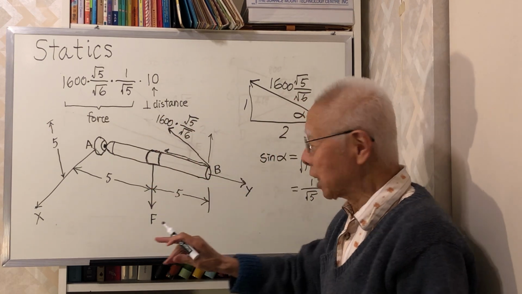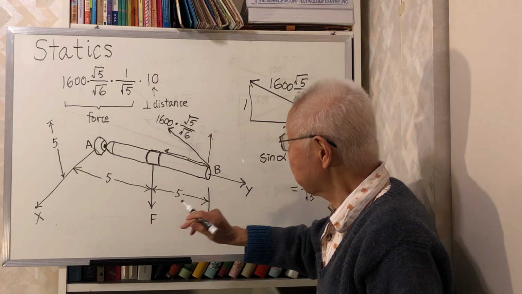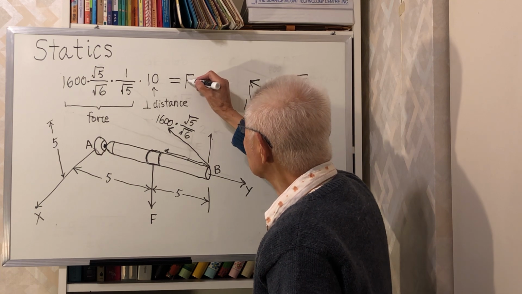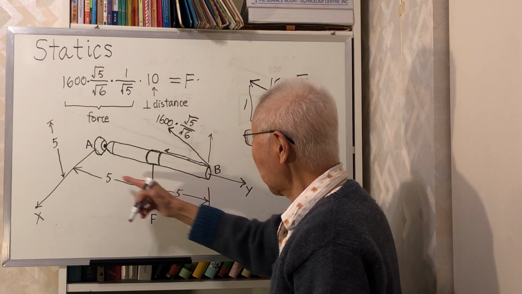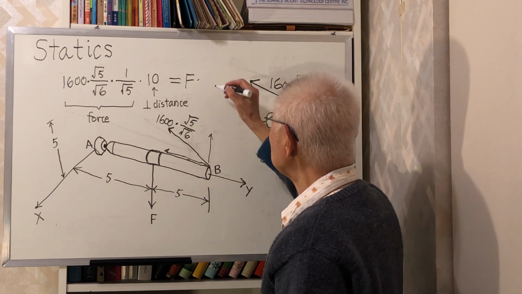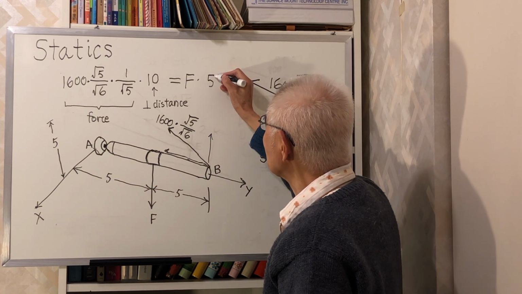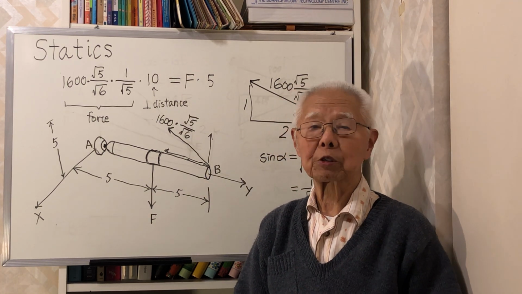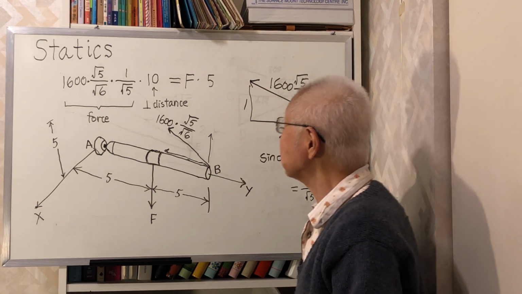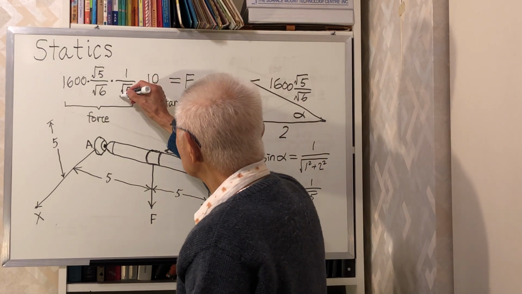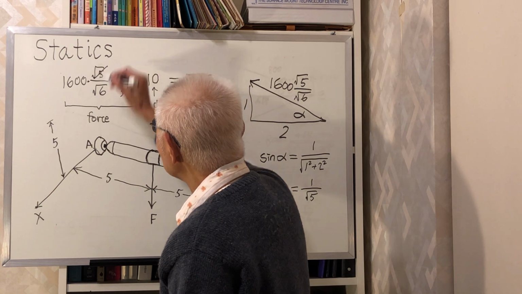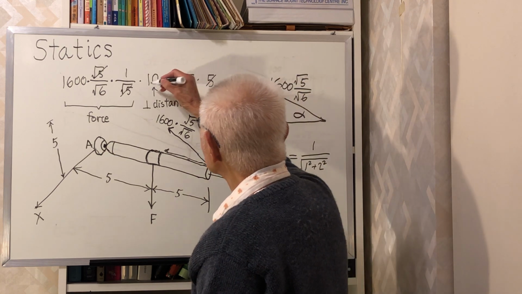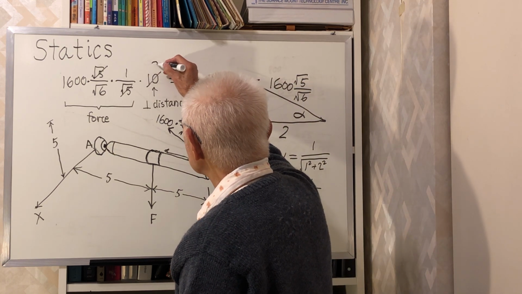And this moment is balanced by the moment of F. What is the moment of F? F times the perpendicular distance, which is 5. From this I can find F, and F is what I want to find. So let's do this. Root 5 cancels. 5 and 10 cancel, I get a 2.